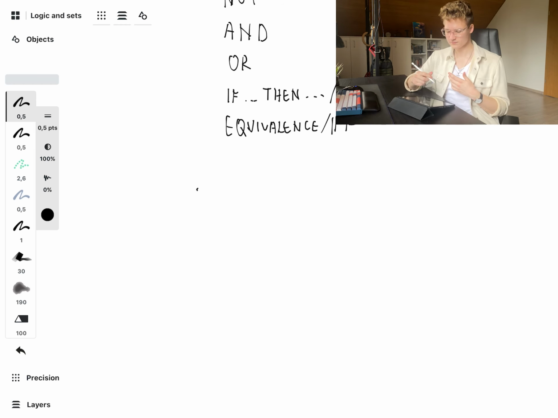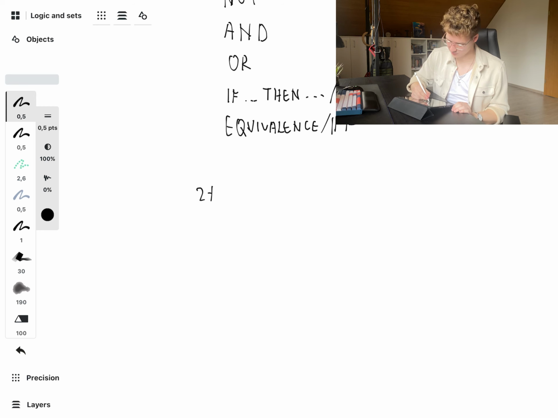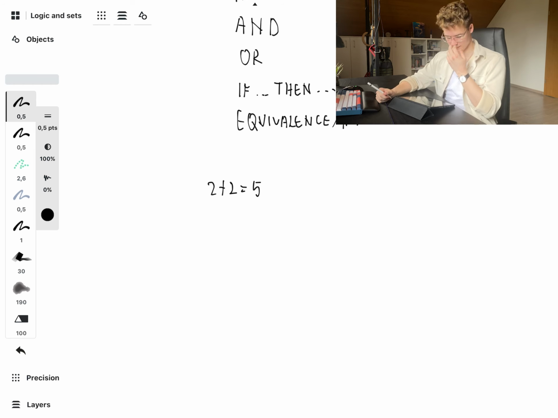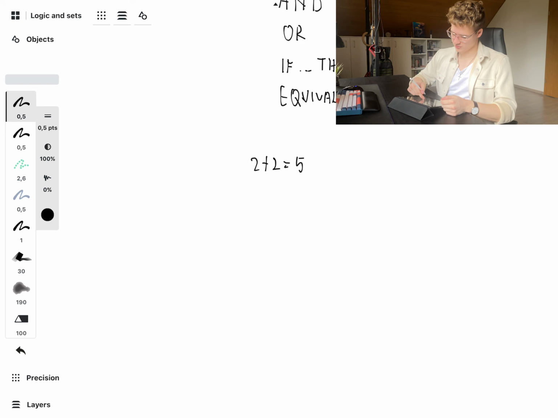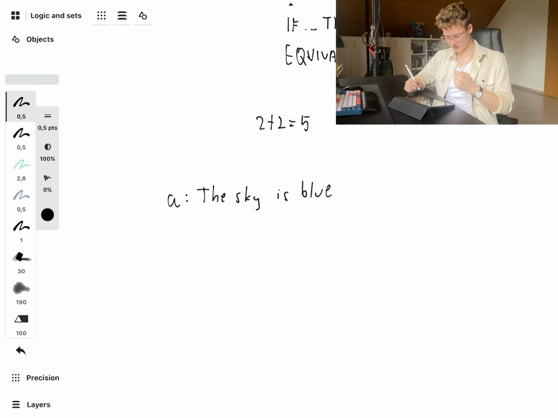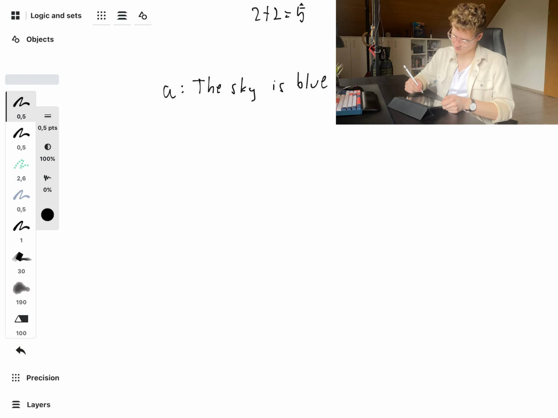And equations also count. So for example, if you have 2 plus 2 equals 5, this is also a statement, but it is a false statement. Now, say we have a statement A, and we can just say that A means the sky is blue, okay? The sky is blue. And yeah, let's just make the truth table for each operation.